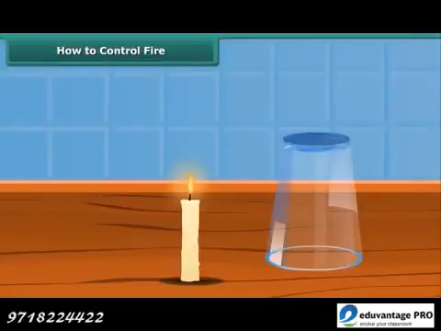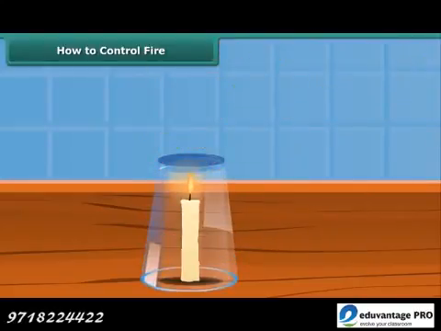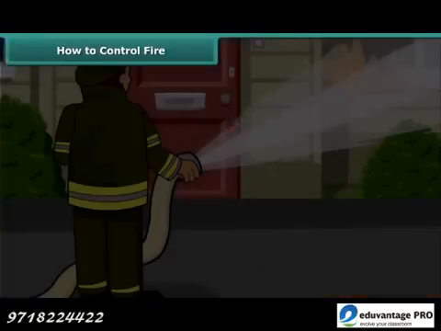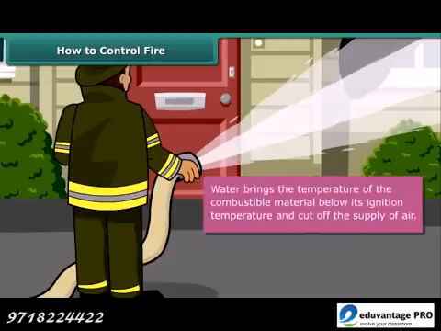Now we will see how fire can be put off. Fire needs oxygen, heat, and fuel to exist. However, it can be extinguished by removing any one of them. You must have seen a fireman throwing water on the fire and the fire gets extinguished. Water brings the temperature of the combustible material below its ignition temperature and cuts off the supply of air.